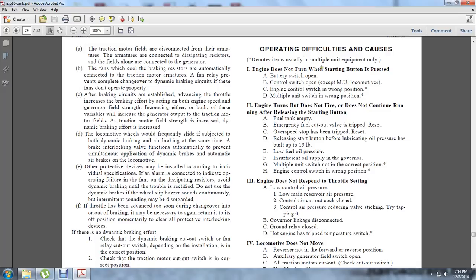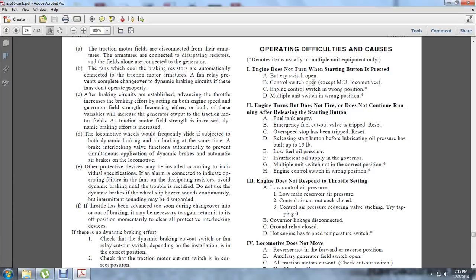Engine does not turn when the starting button is pressed. The battery switch is open. The control switch is open. Except for the multiple unit locomotives, the engine control switch is in the wrong position. Multiple unit switch in the wrong position. The engine turns but is not fired, or does not continue running after the release of the start button. The fuel tank is empty. The emergency fuel cutoff valve is tripped, and the overspeed reset.